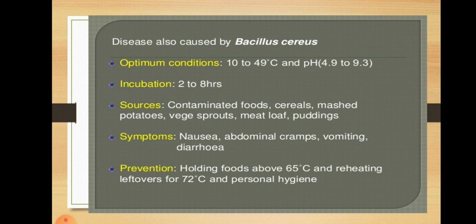Bacillus is also known for foodborne disease. The optimum condition for this bacterium is 10 to 49 degrees centigrade and pH is 4.9 to 9.3. Incubation is 2 to 8 hours. Sources are contaminated food, cereals, mashed potatoes, veg sprouts, meatloafs and puddings. Symptoms are nausea, abdominal cramps, vomiting and diarrhea. Prevention is holding food above 65 degrees centigrade and reheating leftovers to 72 degrees centigrade and personal hygiene.